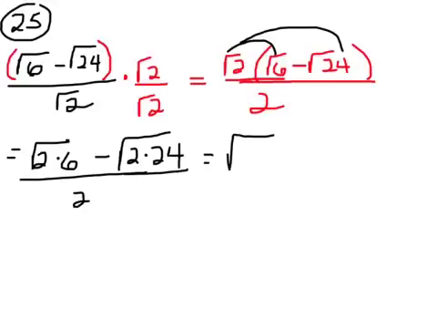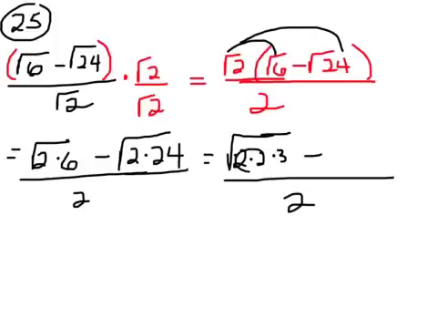Now, I can do a couple of things here. Here's what I'm going to do. I'm just going to prime factor all the numbers under there. 6 is 2 times 3. This will make it easier for me to see that I can take a 2 out front from that first term, and I'll have a 3 left over. So I'll just do that.